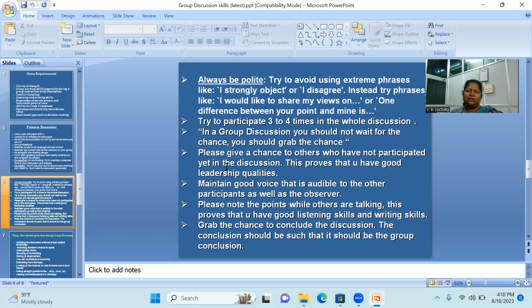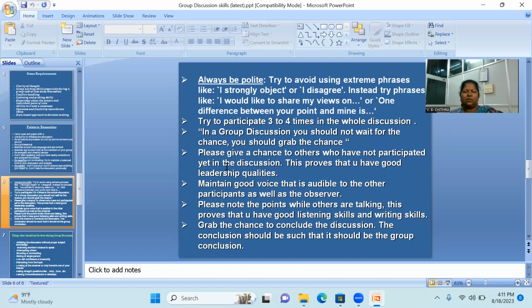And maintain a good voice that is audible to the other participants as well as the observer. Because if you lower your voice, others cannot hear you. In a group discussion, each and everyone has to listen to your words. That is why your voice should be audible, and whatever points you want to say should be clearly stated.